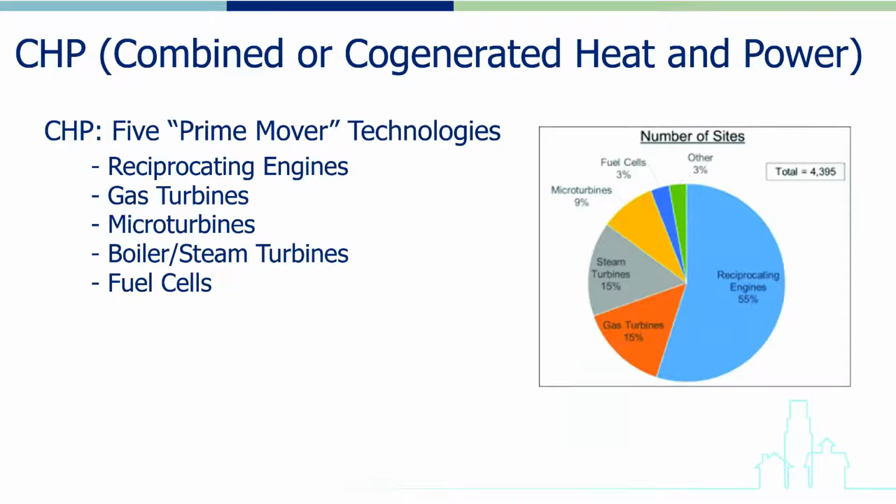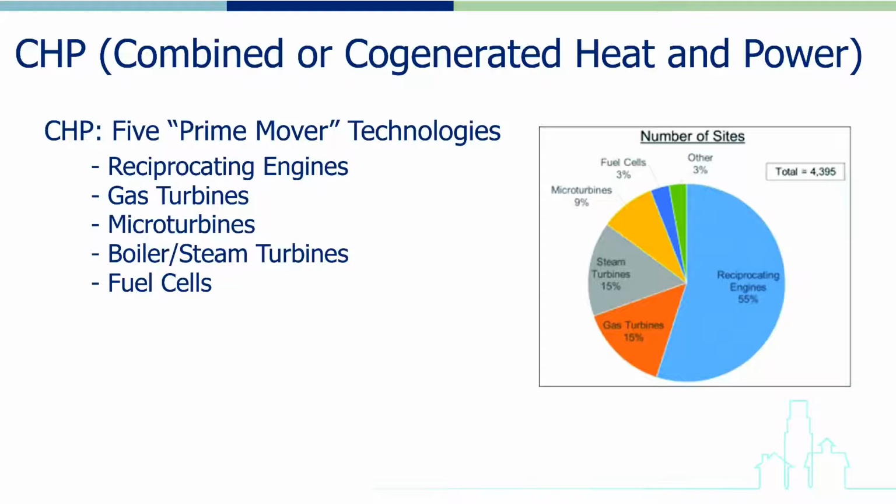Any CHP system begins with a prime mover technology that drives the entire system. The prime mover technologies are the same distributed generation systems that we have already introduced: reciprocating engines, gas turbines, microturbines, boiler and steam turbines, and fuel cells. The pie chart shown on the slide from the U.S. Department of Energy indicates the number of sites in the U.S. utilizing each of these systems as of December 31, 2016.